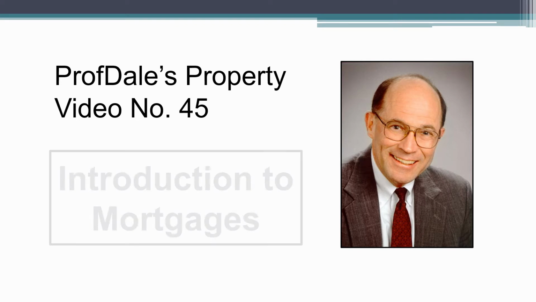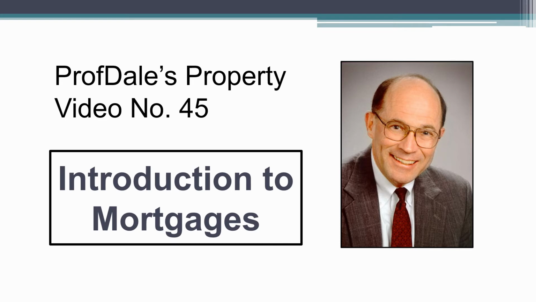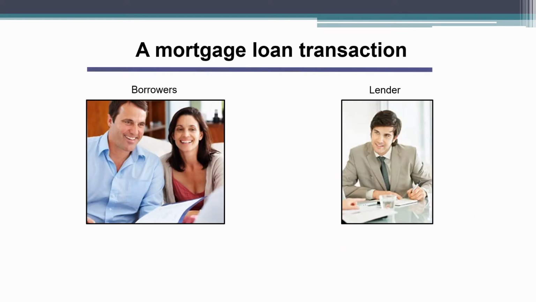In this video, we're going to provide an introduction to the law of mortgages. So what does a mortgage loan transaction look like? Well, generally, there are two parties or groups of parties. There's the lender and there's the borrower or borrowers. In a residential transaction, frequently the borrowers are a married couple. So the lender, of course, provides a loan, advances money to the borrowers. Often that's to buy a house.